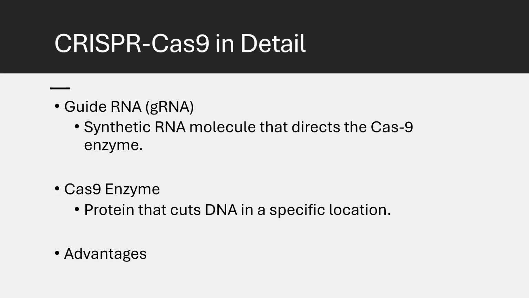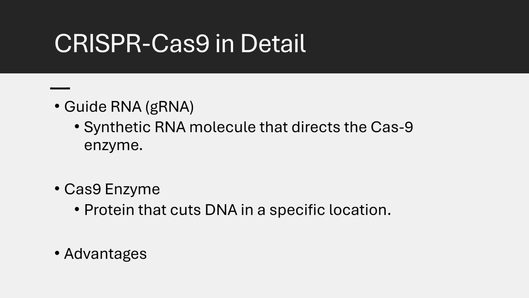Now we're going to talk about the CRISPR-Cas9 method in detail. It uses a guide RNA, gRNA. It's a synthetic RNA molecule that matches the sequence of the target DNA. It directs the Cas9 enzyme to the exact location in the genome where the genetic modification needs to be made. As we said, it uses a Cas9 enzyme. The enzyme Cas9 is a protein that acts as a molecular scissor to cut the DNA at the specified location. Once the DNA is cut, the cell's natural repair mechanisms can be used to introduce changes to the DNA, which we'll talk about later.